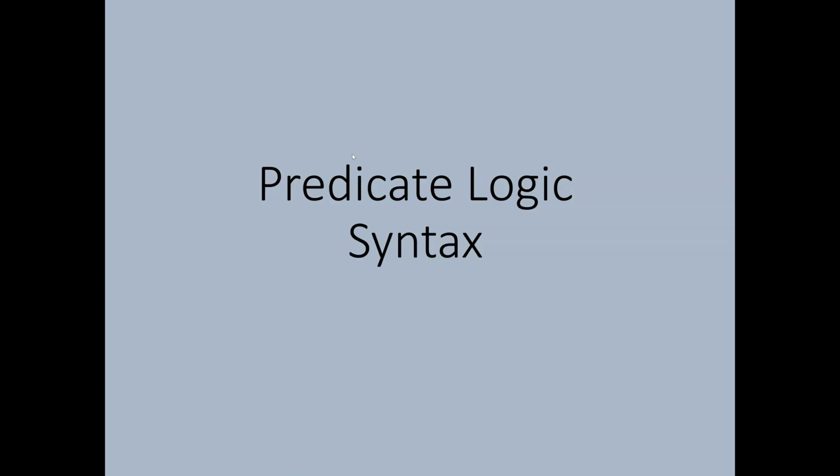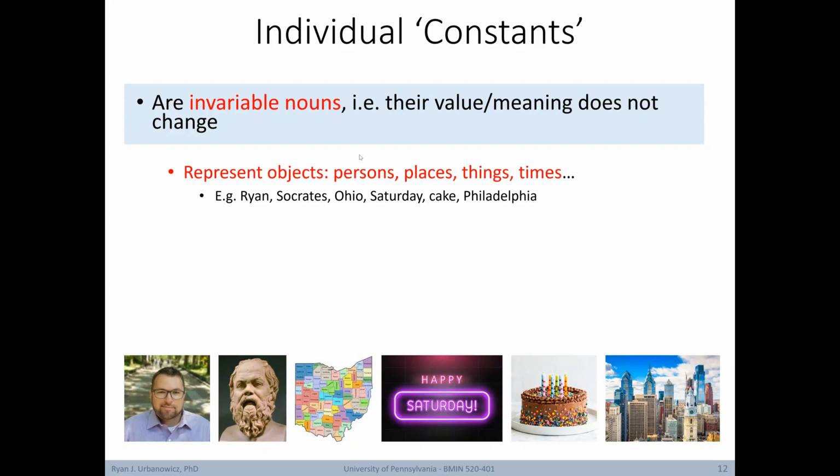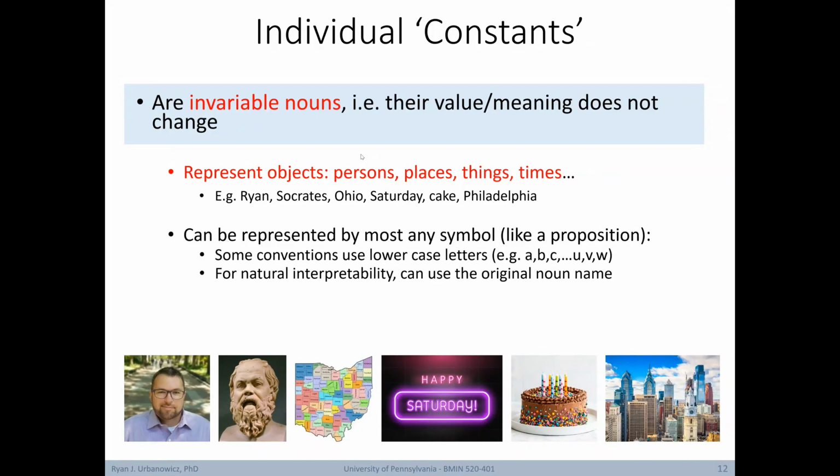Now let's dive into the new syntax that we introduce with predicate logic. First, let's introduce constants. These are invariable nouns. In other words, their value or meaning does not change. Constants represent objects, such as people, places, things, and times. For example, they could represent myself, Socrates, Ohio, Saturday, cake, and Philadelphia. Constants can be represented by most any symbol, similar to a proposition. Some conventions use lowercase letters, but for more natural interpretability, we can use the original noun name. The meaning of the truth symbols T and F are preserved from propositional logic.